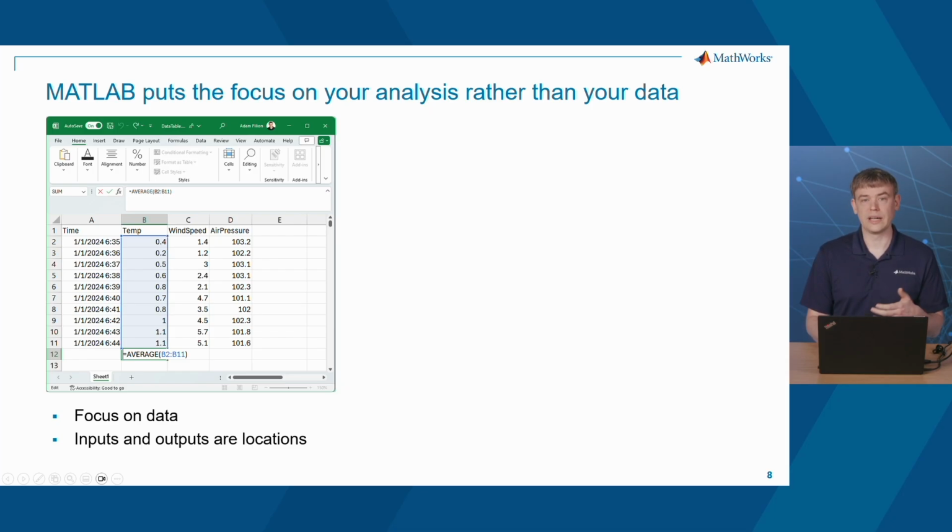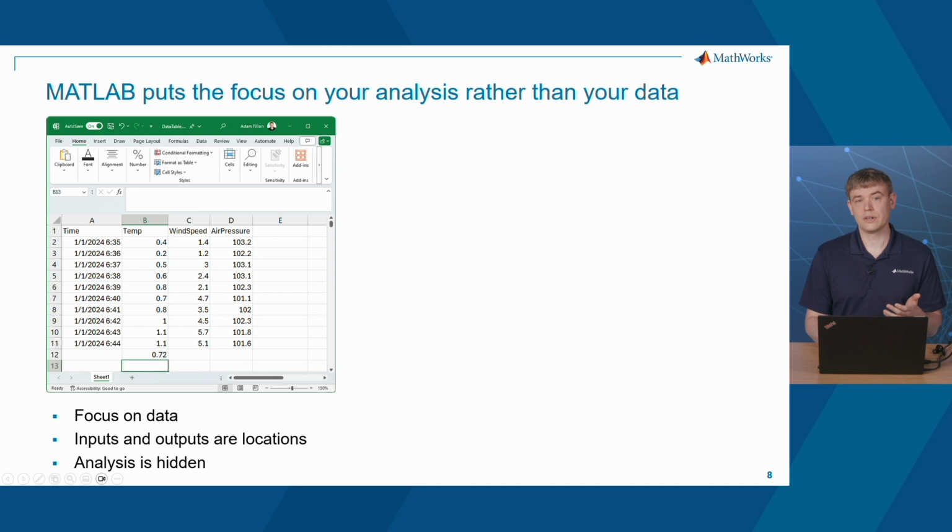And the input, again, is going to be a location. And it's up to the reader who comes across this later to figure out what B2 to B11 means in this context. When we execute our analysis, we're again back to looking at the data, and that analysis is hidden. It's still there, but you need to know to go click on that cell to see what the analysis is.